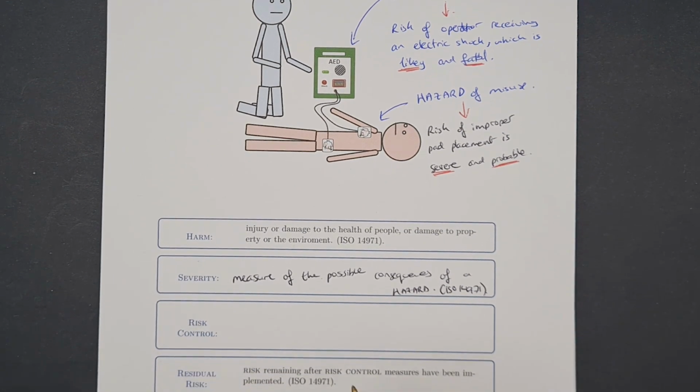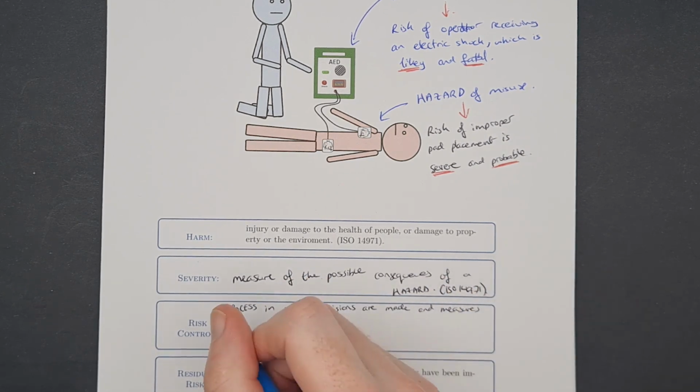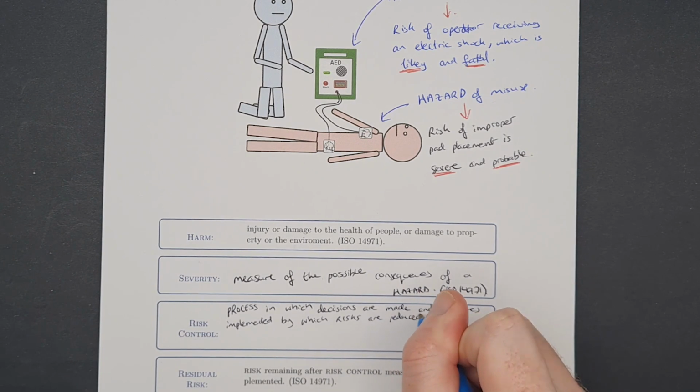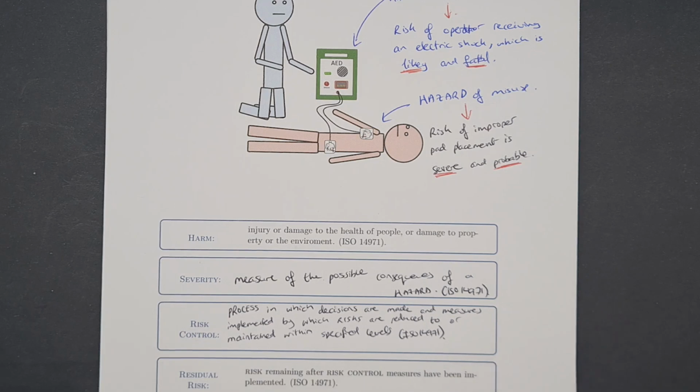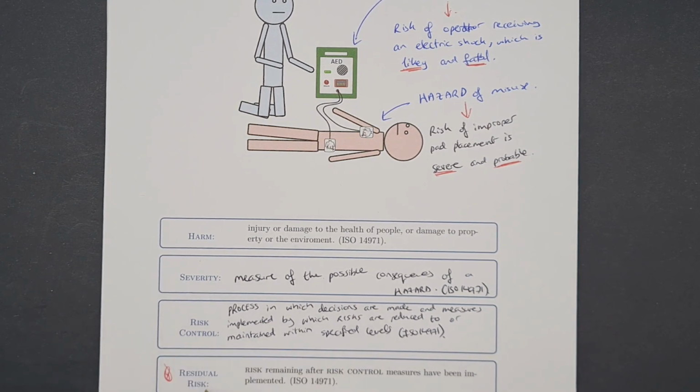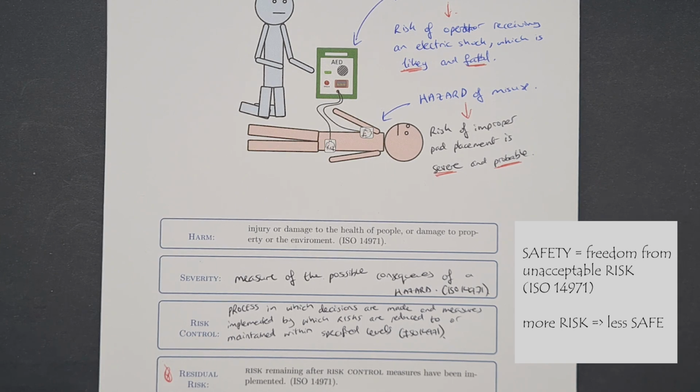The next one here is risk control. Risk control is the process in which decisions are made and measures implemented by which risks are reduced to or maintained within specified levels, which also comes from the standard. The next one is residual risk, which is simply the risk remaining after risk control measures have been implemented. And the last one is, of course, safety, which is freedom from unacceptable risk. So safety and risk are very much intertwined. The more risk you have, the less safe a device is, etc. So I will leave that one there and I will see you in the next lesson.